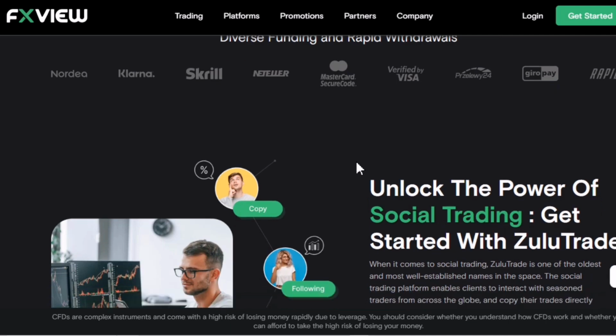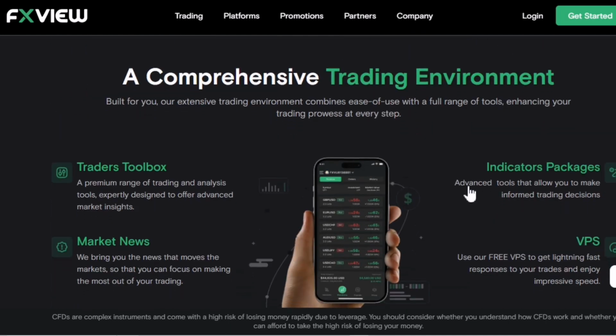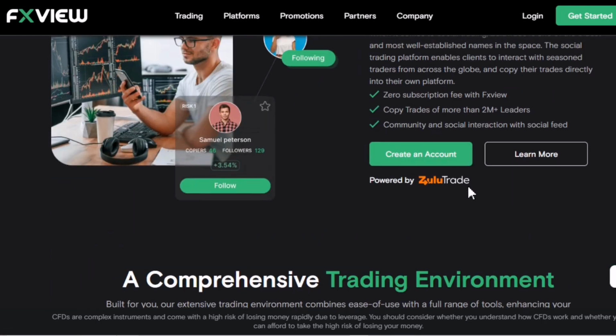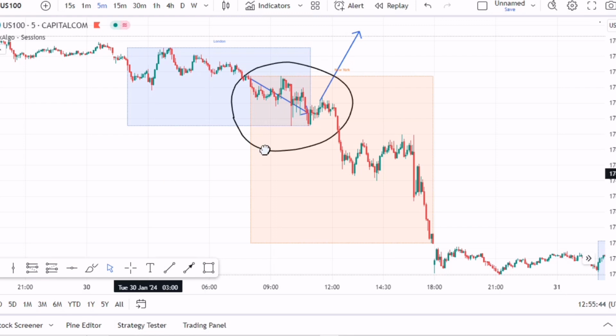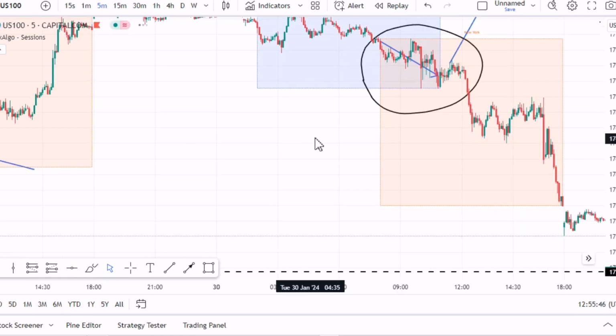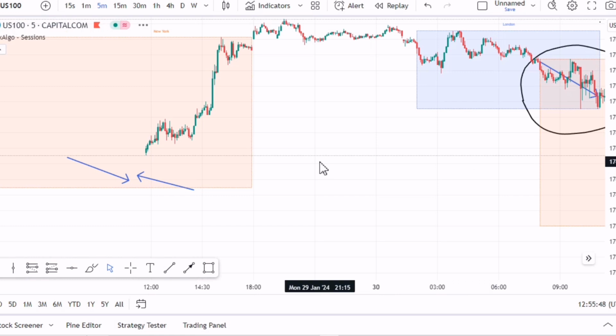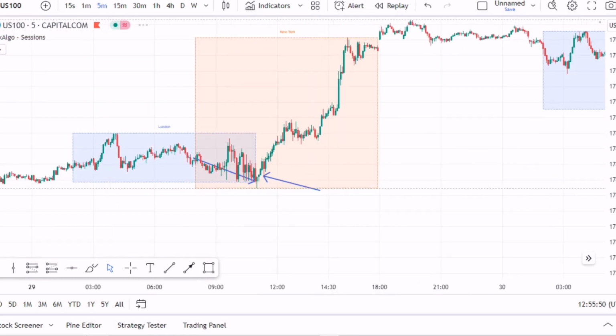This broker is regulated, traders. It is regulated, don't worry about that. Okay, so let me show you here. Remember what I usually say, traders. Okay, let me use this example.